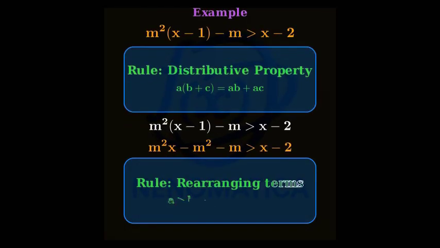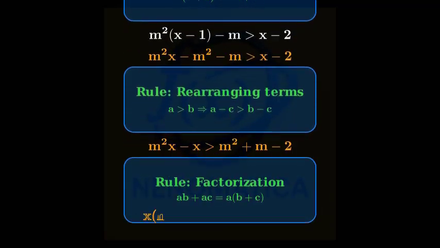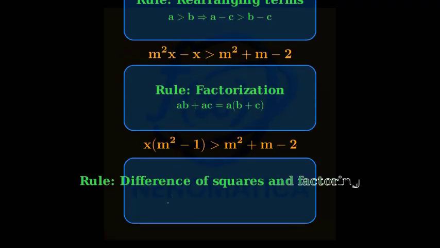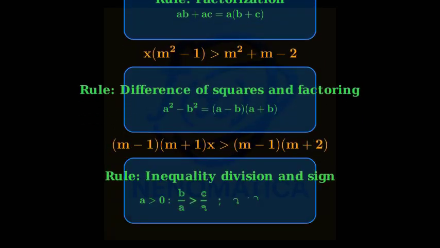Step 2. Move all x terms to the left and constants to the right by subtracting x from both sides. Step 3. Factor out x on the left. Step 4. Factor the expressions. Use difference of squares for m squared minus 1, and factor the quadratic on the right. Step 5. This inequality has a factor m minus 1 on both sides. We must consider the sign of m minus 1 before dividing.